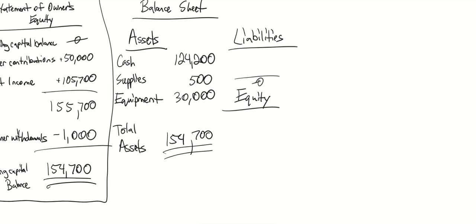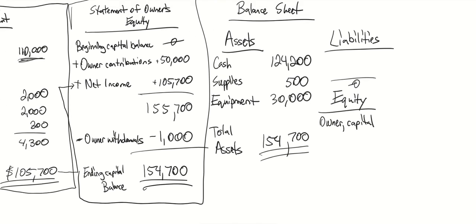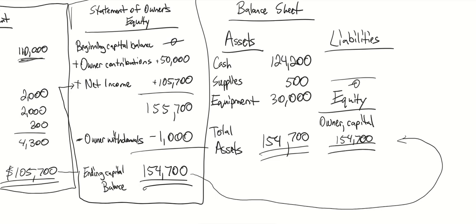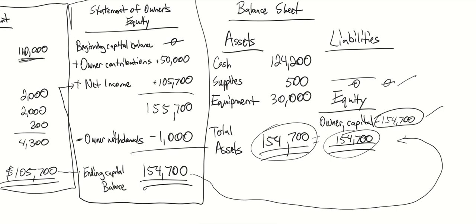Okay, so for equity, we're going to pretty much display the capital balance. Owner capital. The capital balance is going to come from the statement of owner's equity, which is going to be 154,700. So if I'm doing this right, as far as display, liabilities will come over here. The 154,700 will come over here because this is the capital balance. And when you add the liabilities to the equity accounts, you'll get $154,700 down here. So we know that these do balance each other out.